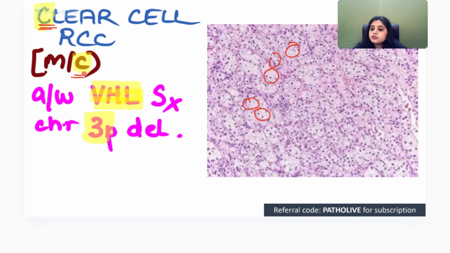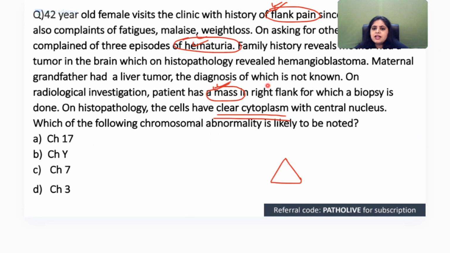Clear cell is the most common type of renal cell carcinoma. C is the third alphabet. It is associated with chromosome 3p deletion. Chromosome 3p deletion leads to which syndrome? Three alphabets, von Hippel-Lindau syndrome. Repeating: clear cell, most common, third chromosome is deleted, VHL syndrome will occur. Let me read the question again. Do I have features of VHL syndrome?